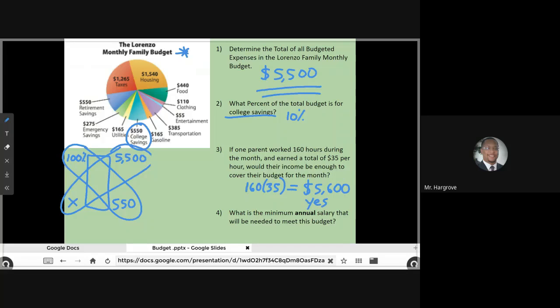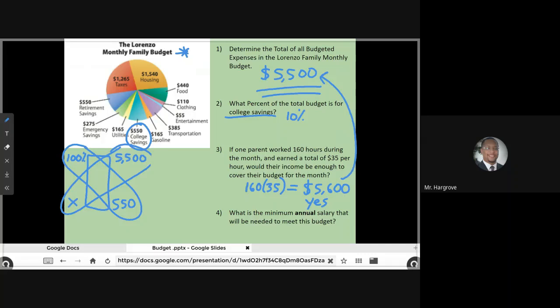So the answer to this question is yes. They need to earn at least $5,500, but if they make $35 per hour as a wage and they work 160 hours during the month, then one parent would be able to afford the budget and you'd have $100 left over. So question number 4 says, what is the minimum annual salary that will be needed to meet this budget?